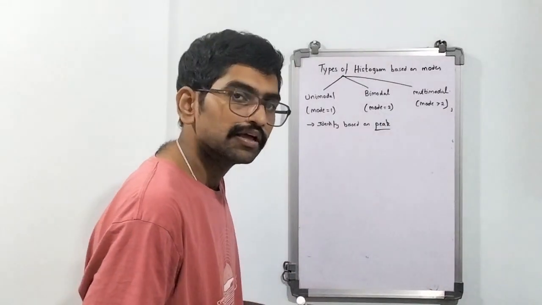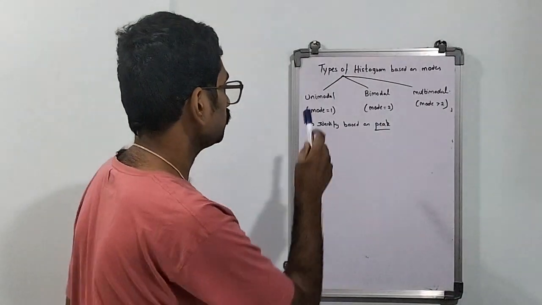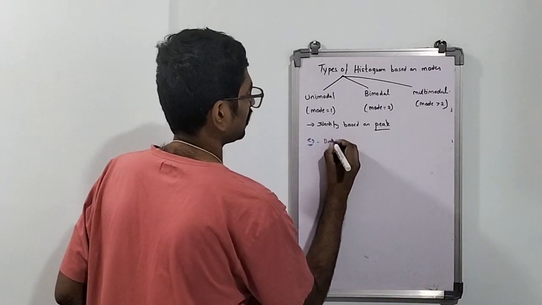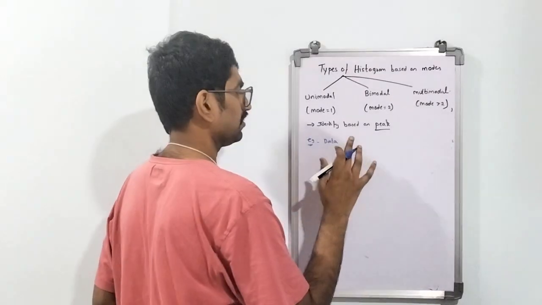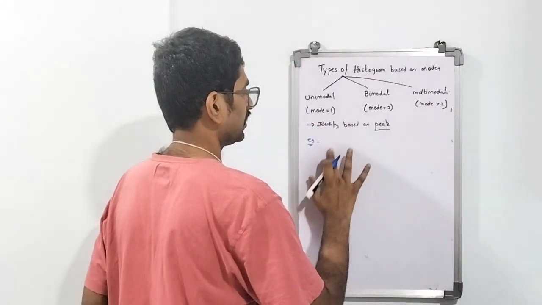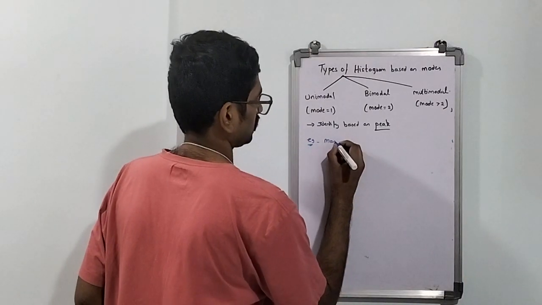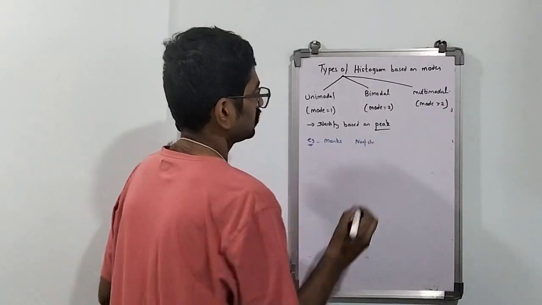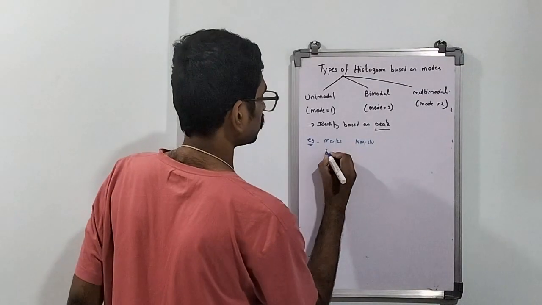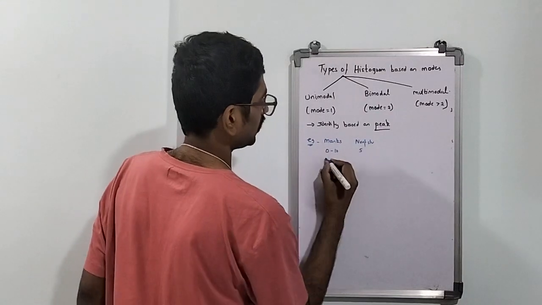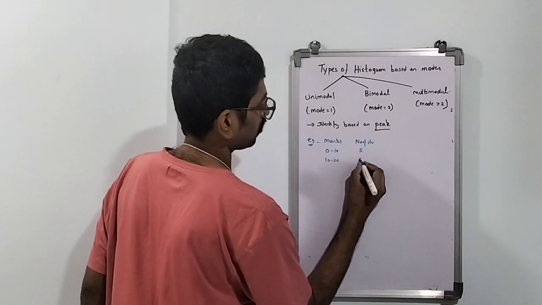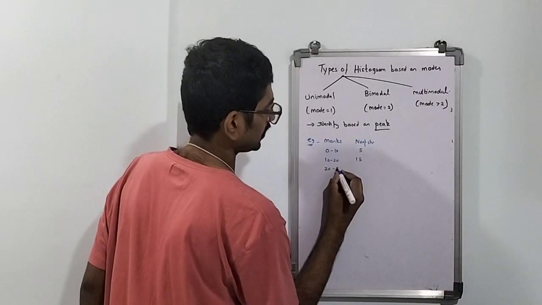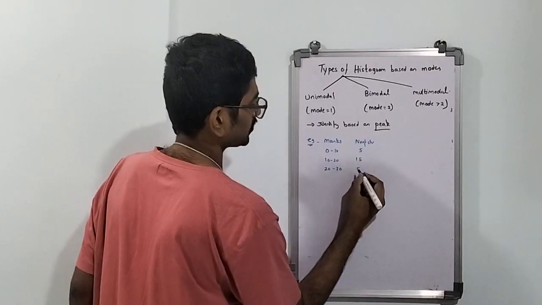P-E-A-K, very important word. Now I will take one example to show unimodal. The example I will take is very simple. Let's say we are having the data. Here let's say you got the marks, and here is the number of students. From 0 to 10, let's say 5 students have got; 10 to 20, 5 students have got, 15 students have got, and 20 to 30, let's say 5 students have got.